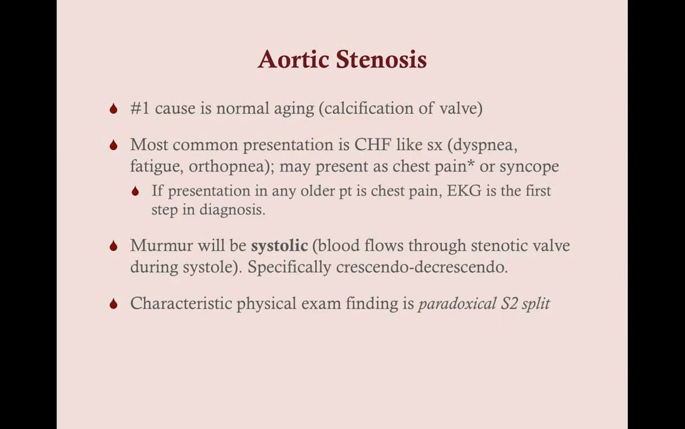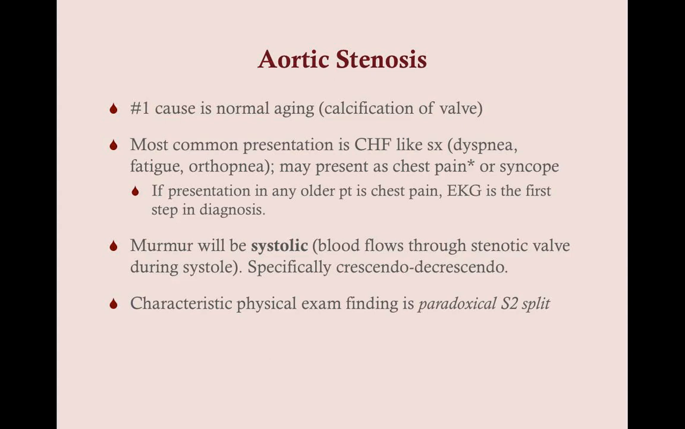The murmur in aortic stenosis is going to be systolic. Remember back to mitral stenosis. That's a diastolic murmur because blood going through the stenotic valve causes the murmur, but blood goes through the mitral valve during diastole. When blood goes through the aortic valve, it's during systole. So this will be a systolic murmur, and particularly a crescendo-decrescendo murmur.